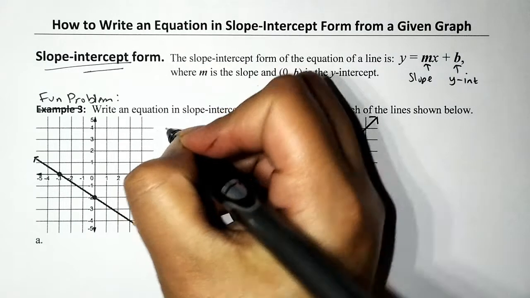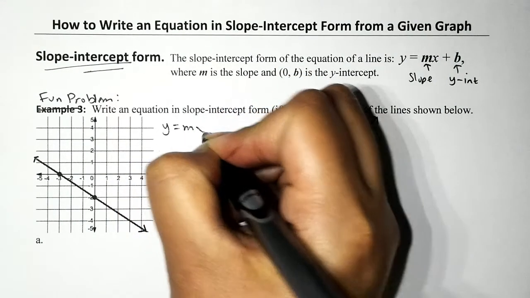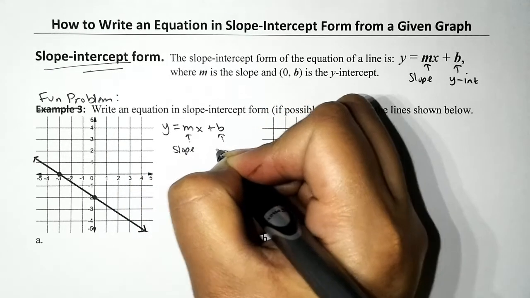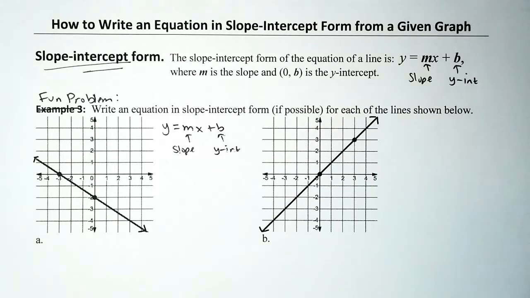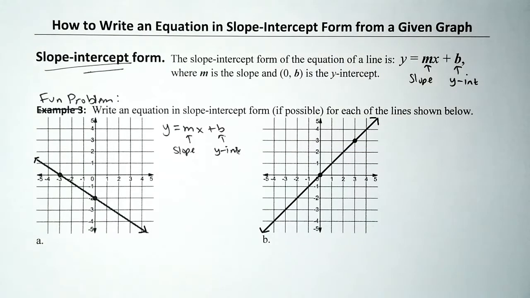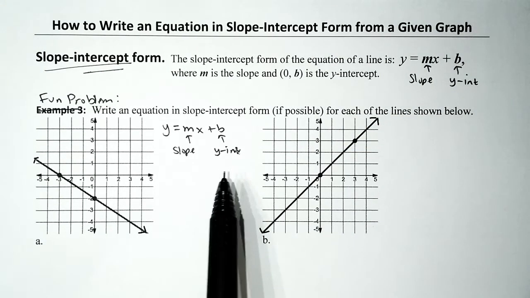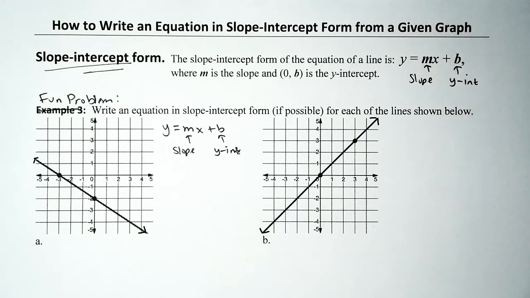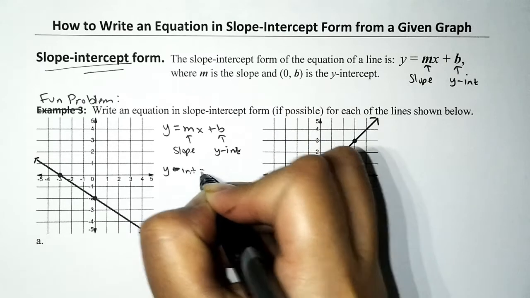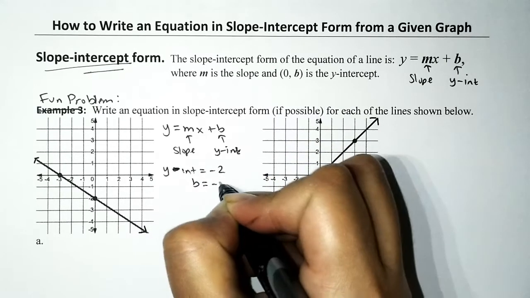Coming to problem A, we want to write the equation in slope-intercept form: y equals mx plus b. A gentle reminder: m represents the slope and b represents the y-intercept. Again, what is the y-intercept? The y-intercept is the point where the line intersects the y-axis. For problem A, the graph intercepts the y-axis at -2. So the y-intercept is at -2, which means that b equals -2.